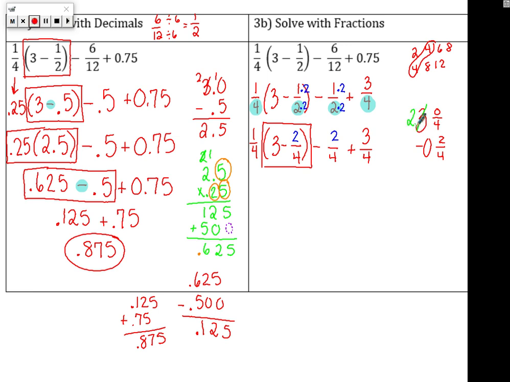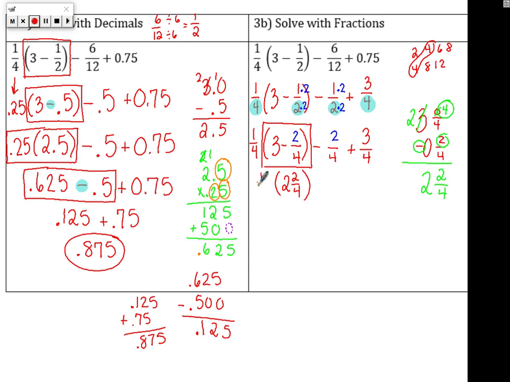Okay, so I need to decompose to make it so there are some fourths. So instead this is now 2 wholes with 4/4, because 4/4 makes a whole, plus 2 wholes, that gets you back to 3 wholes. Now I go to subtract. 4 minus 2 gives me 2/4, and 2 minus 0 gives me 2. The answer to that problem is 2 2/4.